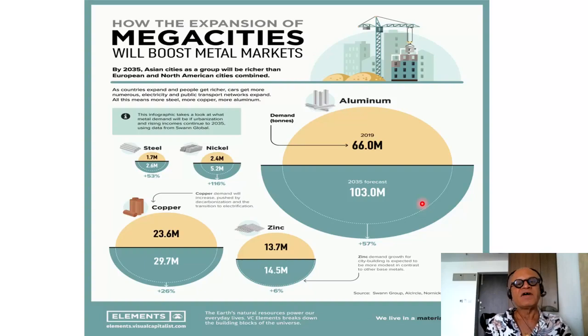Okay. Finally, how the expansion of megacities will boost metal markets. By 2035, Asian cities as a group will be richer than European and North American cities combined. Is that good news? Well, in some ways it is for the countries which are trying to grow economically. As countries expand and people get richer, cars get more numerous, electricity and public transport networks expand. All this means more steel, more copper, more aluminum. And this is not even talking about electrification of things which will require lithium, nickel, cobalt, and so on, right?